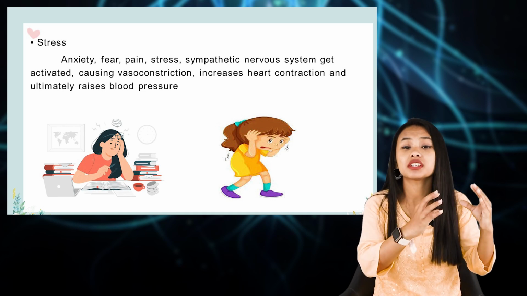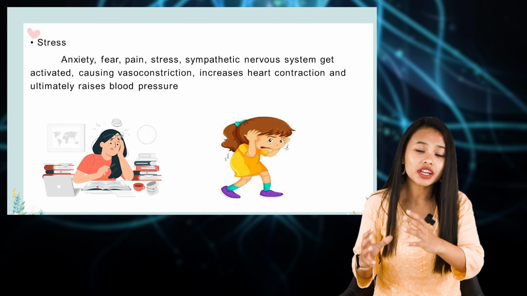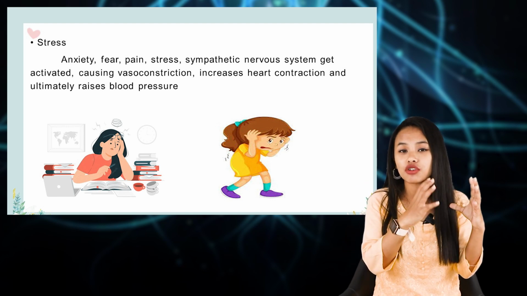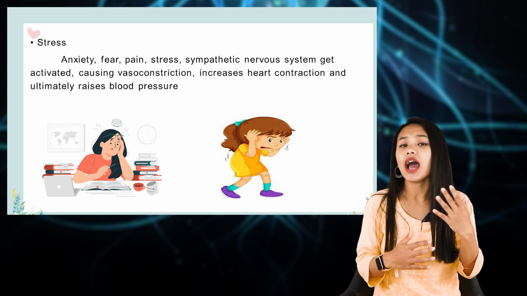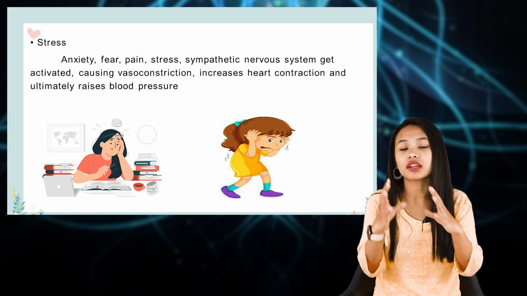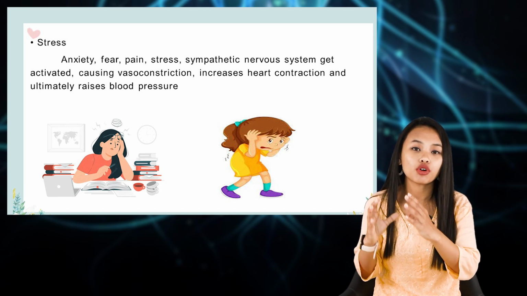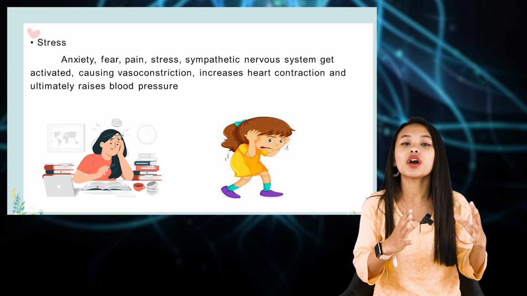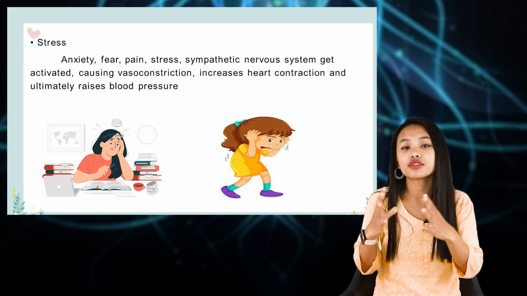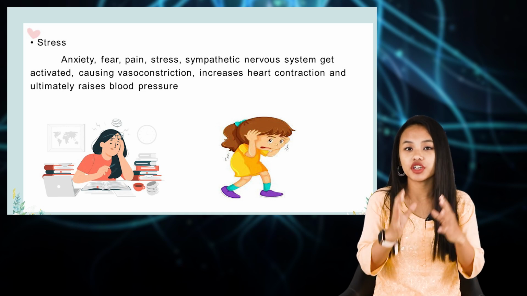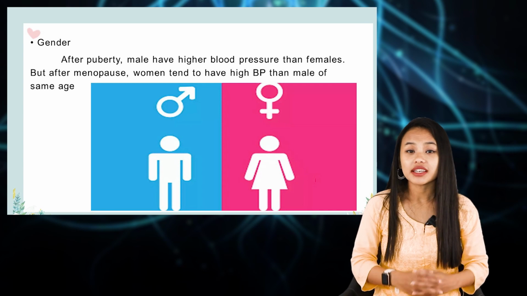And once the sympathetic nervous system gets activated, it causes vasoconstriction. And when this vasoconstriction occurs, it will lead to an increase in the heart contraction, and this increase in the heart contraction would ultimately lead to an increase in the blood pressure of an individual. That's why it is said that certain emotions that an individual is going through can also affect the blood pressure of that particular individual. Then the third one, that is the gender.